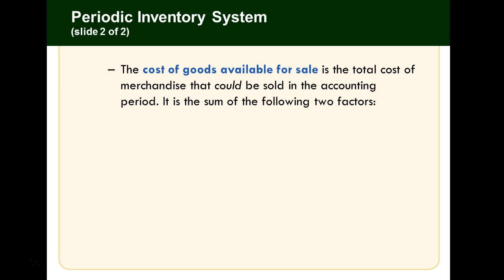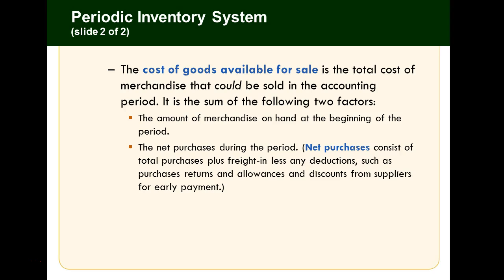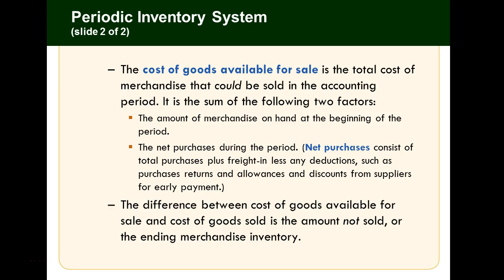So cost of goods available for sale is the total cost of merchandise that could be sold during the accounting period. Cost of goods available for sale include merchandise that's on hand at the beginning of the period, plus any purchases we purchased during the period. The difference between cost of goods available for sale and cost of goods sold is the amount that wasn't sold at the end of the year, or what we would call the items sitting in ending inventory. Okay?